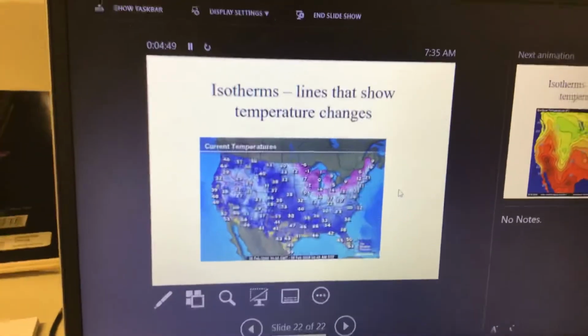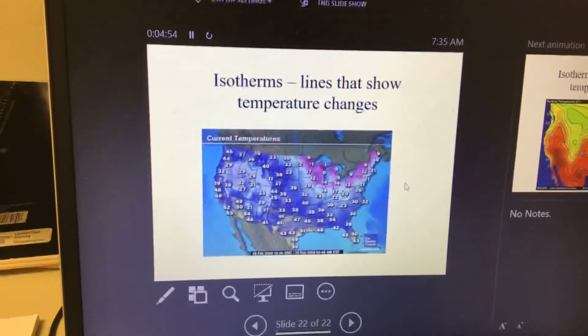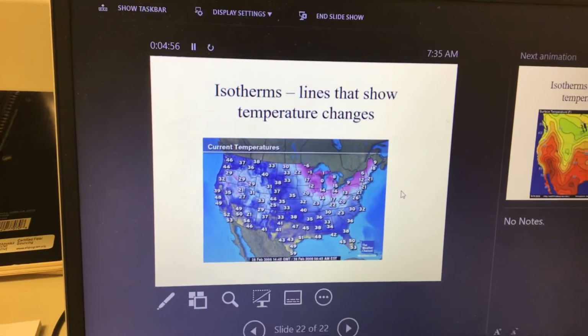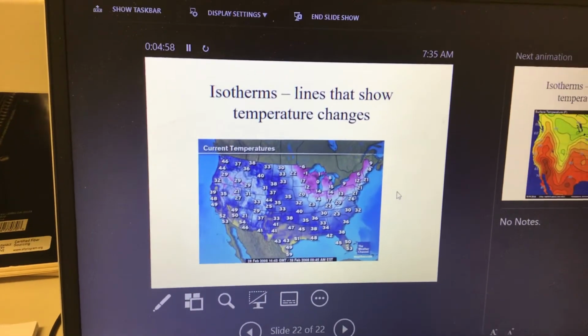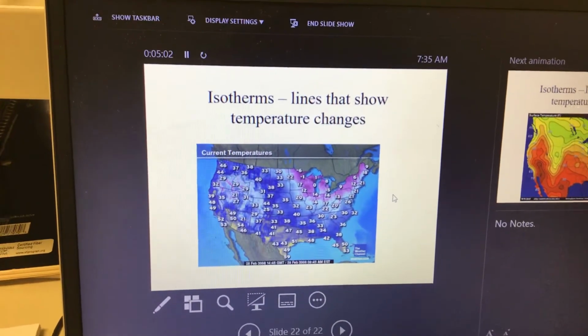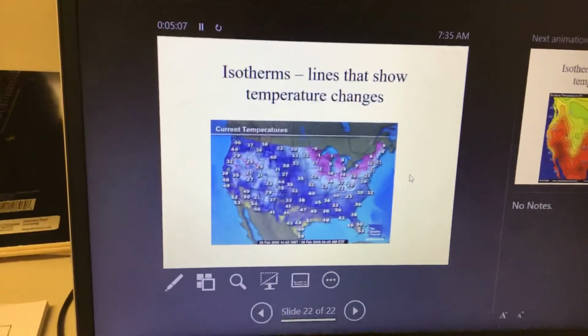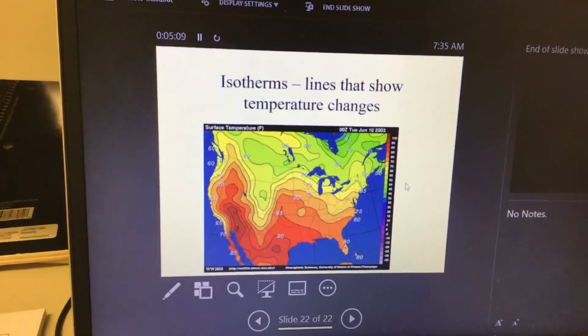And then an isotherm, lines that show temperature changes. So you've probably seen a map like this before. Kind of the same thing. Maybe it's by colors, maybe it's by lines. Isotherm, a thermometer, measures temperature. Isotherms show temperature. Maybe seen one like this instead. That is all.